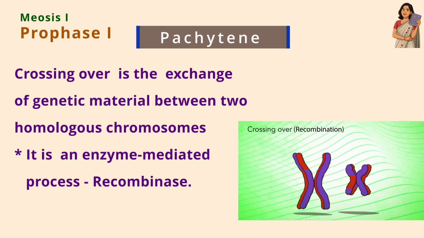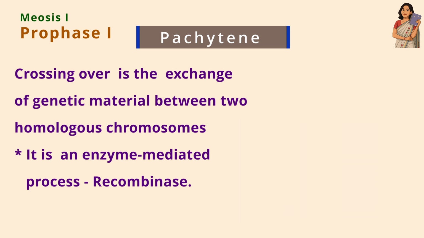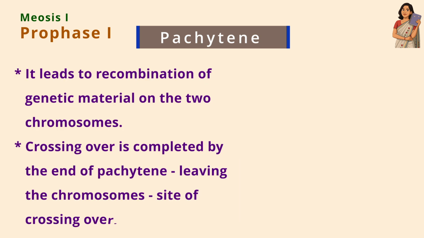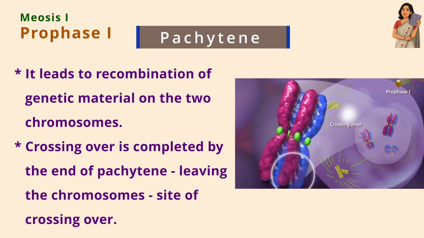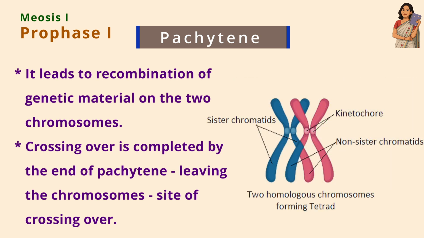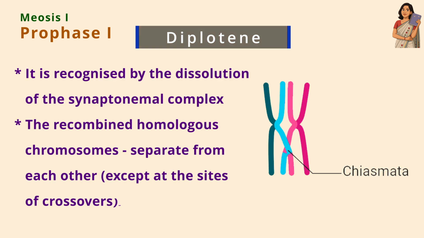This crossing over is mediated by a special enzyme called recombinase. As I mentioned, this crossing over will lead to a recombination. By the end of Pachytene, recombination will also be ended by leaving the chromosome linked at the site of crossing over. The next stage is Diplotene. This stage shows the dissolution of synaptonemal complex, whereas the bivalent will start to separate from each other except at the site of crossing over.